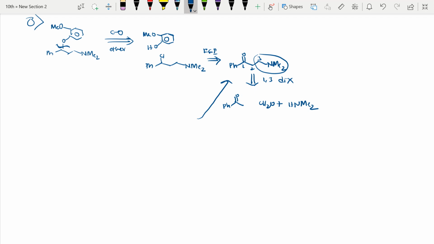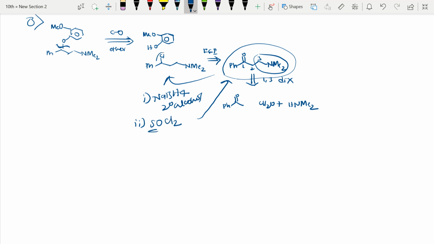Functional group conversion I have done from here to here. I need to convert this to this thing. What I will do, first I will add a reducing agent. See, this is what, a ketone. If I add NaBH4, it will convert it into a secondary alcohol, correct? Further, next step what I will do, I will add SOCl2. That alcohol will be removed by SOCl2 and chlorine will be placed. So I will get chlorine here. Further, I will react these two, this one, and I will get the target molecule.